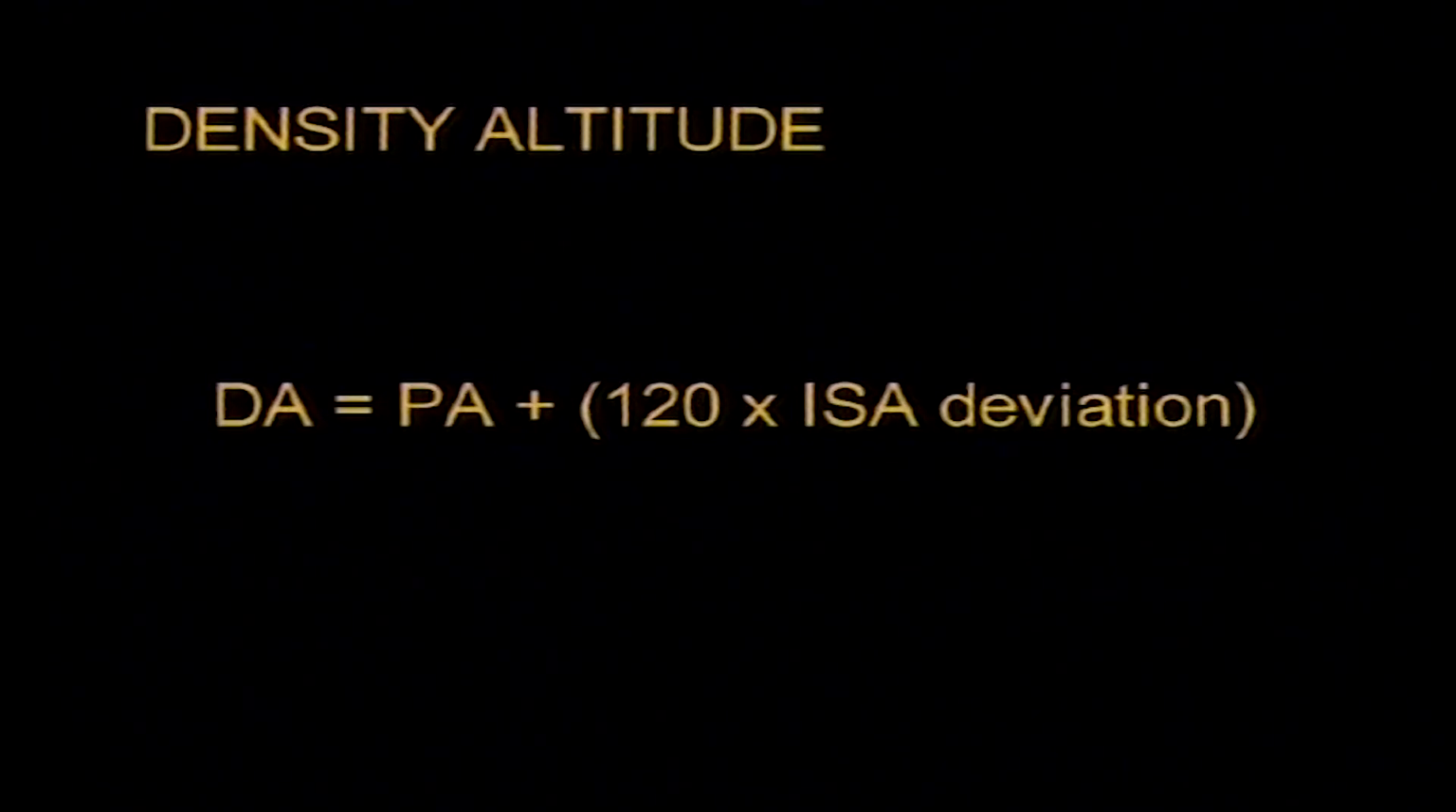Density altitude may also be calculated using an electronic calculator using the following formula. Density altitude equals pressure altitude plus 120 multiplied by ISA deviation.